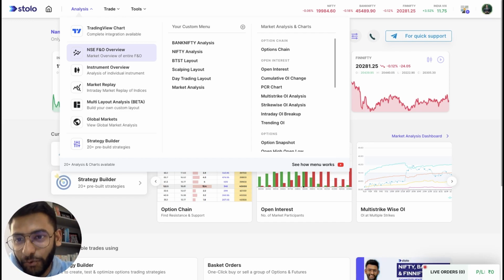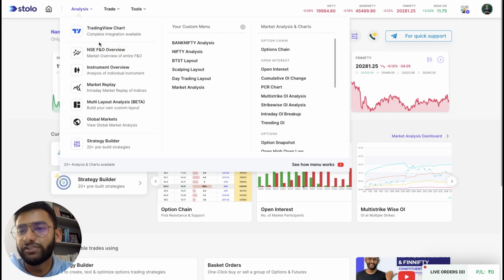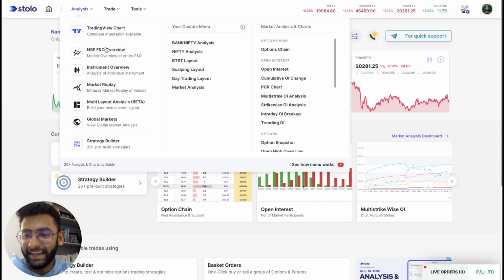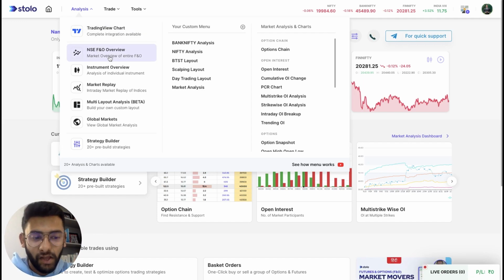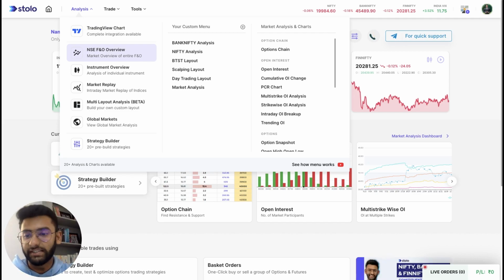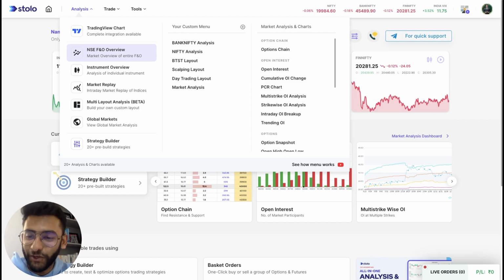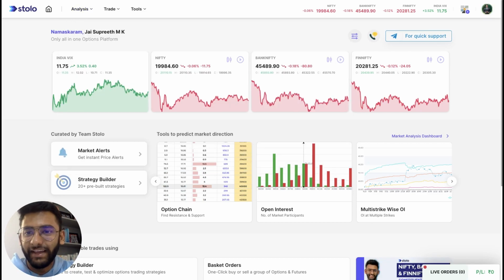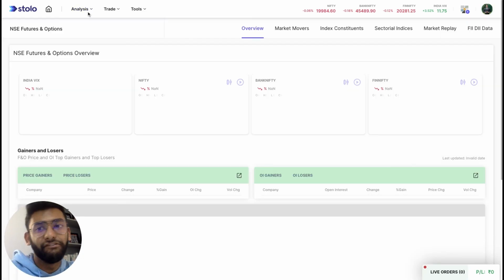So coming to the NSE FNO overview, we have TradingView charts integrated, which I'm assuming all of you know how to use. If you don't, we have already released a video on how to use TradingView charts as well. So coming into the NSE FNO overview.